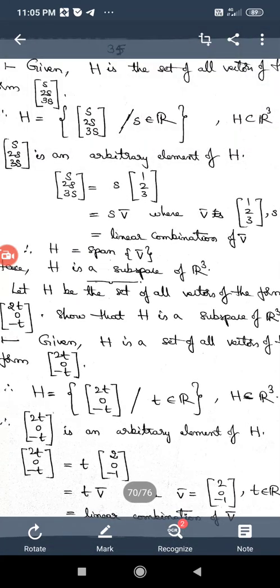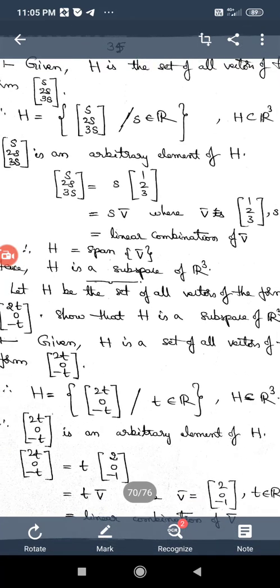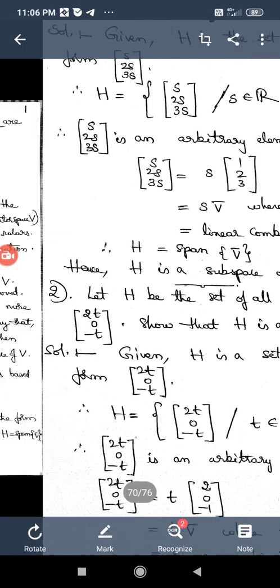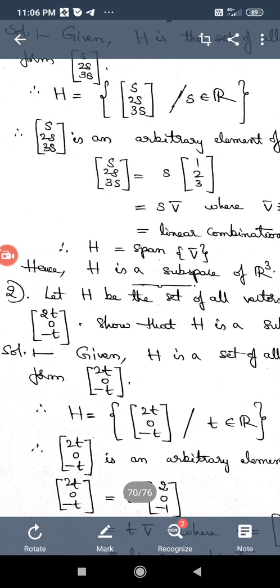the form (s, 2s, 3s). That means (s, 2s, 3s) for an arbitrary real number s gives some arbitrary element of H. That is how (s, 2s, 3s) can be any element of H depending on the value of s that we are taking. s should be taken from the set of real numbers. Now I am considering that column vector, that arbitrary element of H, and writing it as (s, 2s, 3s) equal to s times (1, 2, 3).